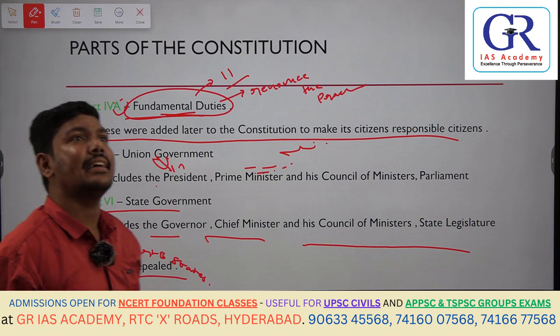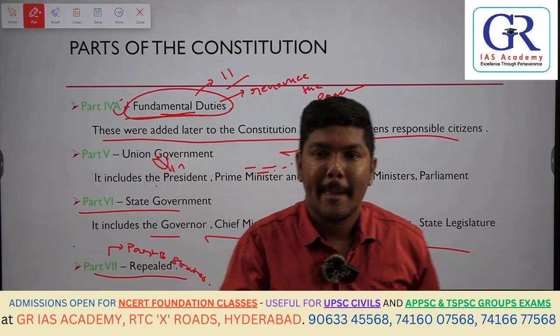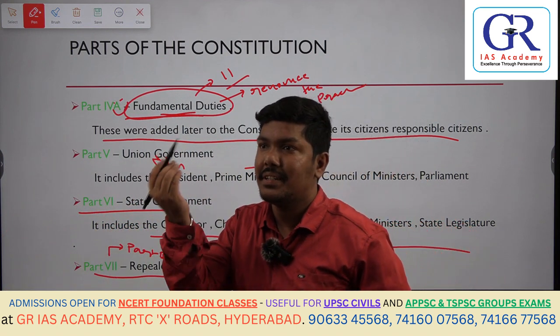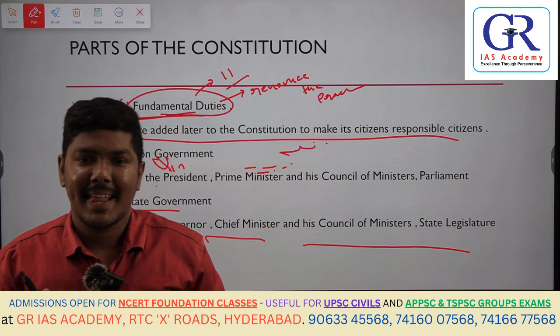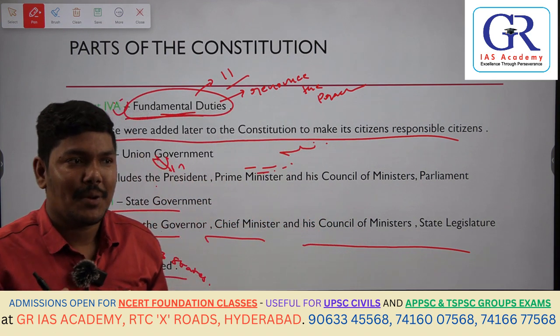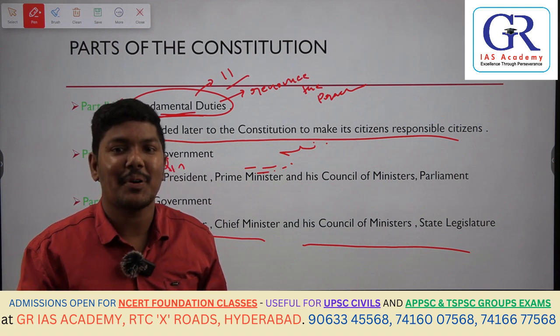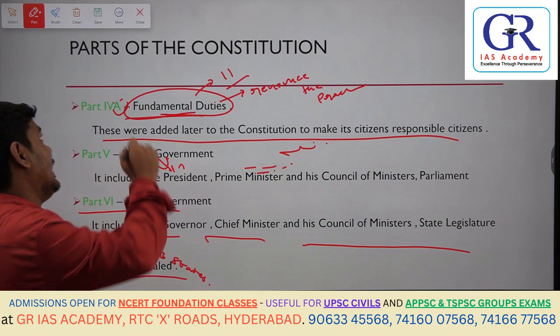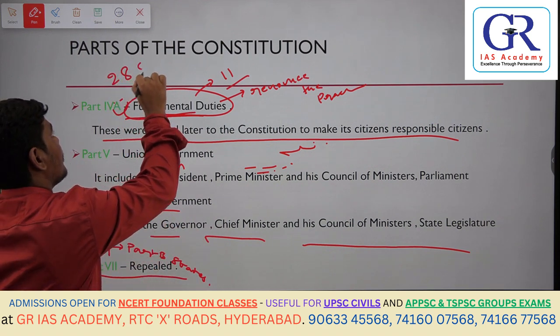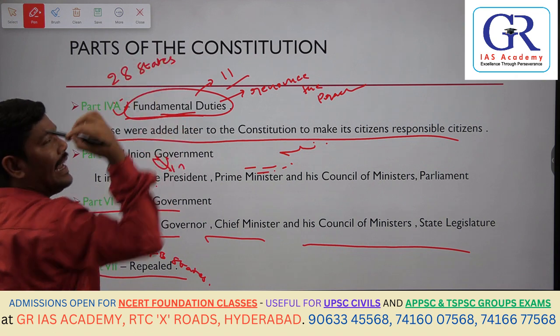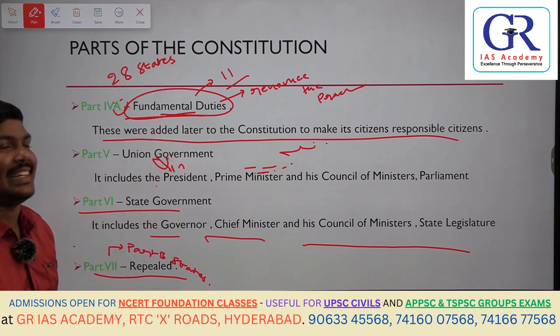Now, how many states are there as of now? 29. You added one state? Telangana is AP. Okay. But Jammu and Kashmir has been brought down. There are only 28 states.